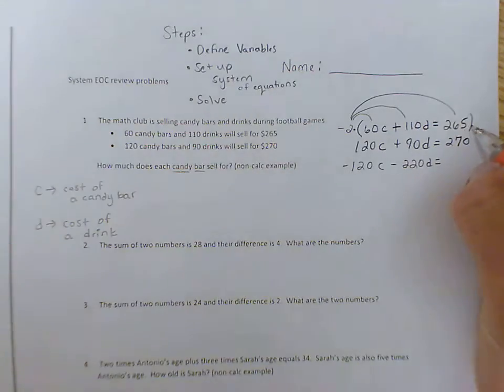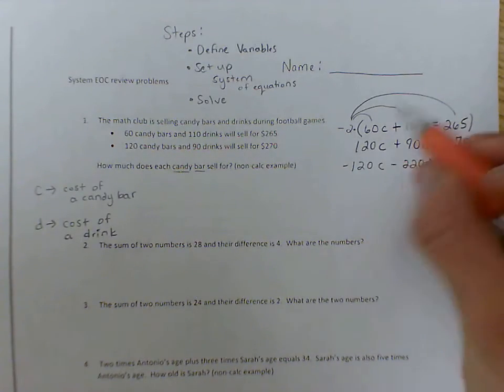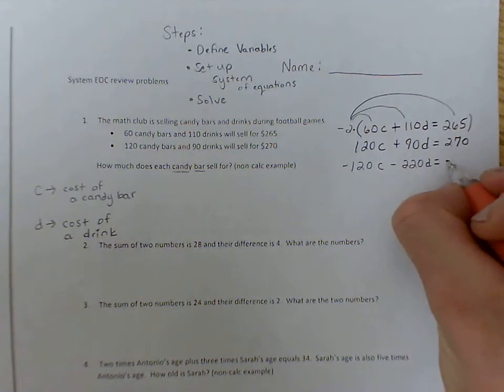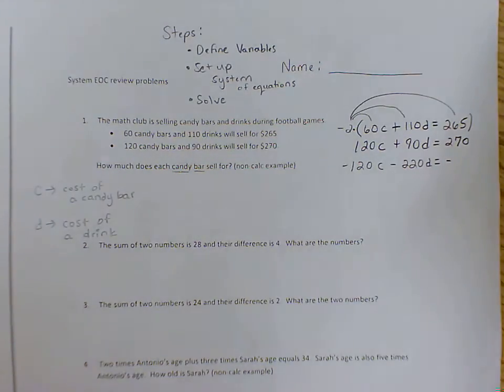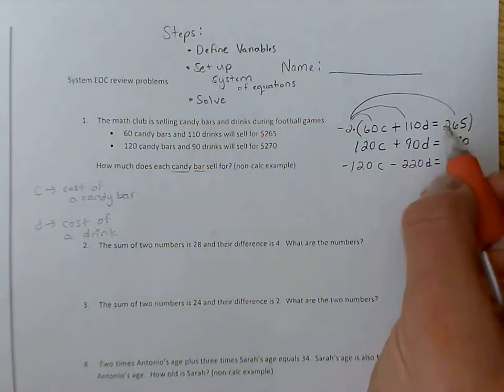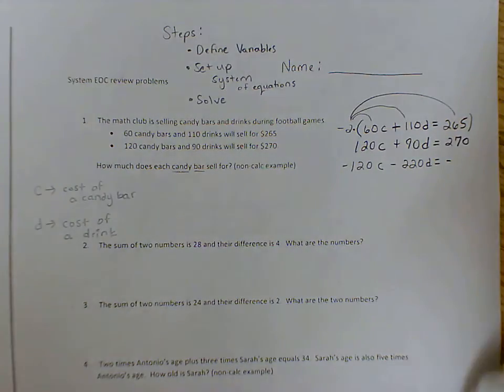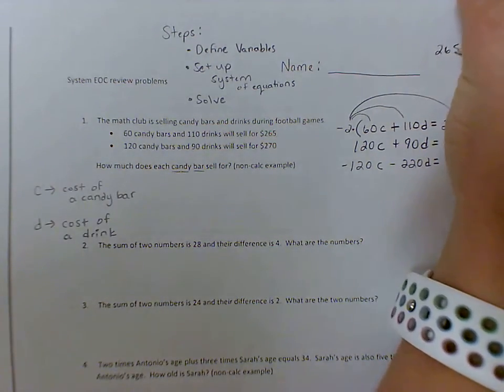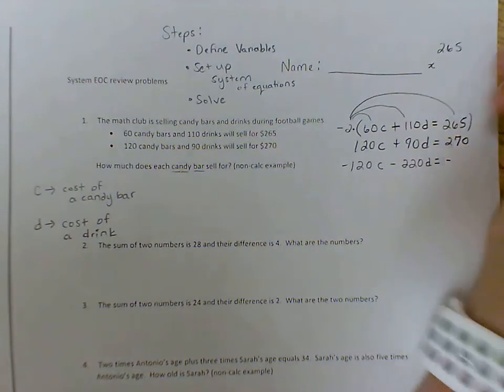And now this one might be a little harder for you to calculate. So I'm going to take the negative 2 times the 265. I know it's going to be negative, so I'm going to go ahead and put a negative. But if you're not sure what that would be, if you multiply it by 2, you could just go to the side, do a little work like you did in elementary school.